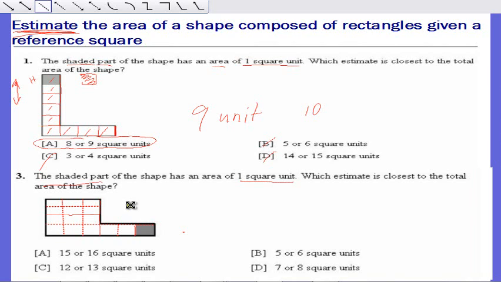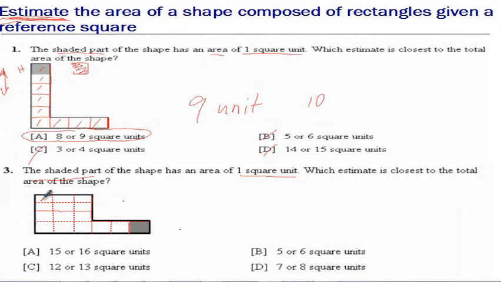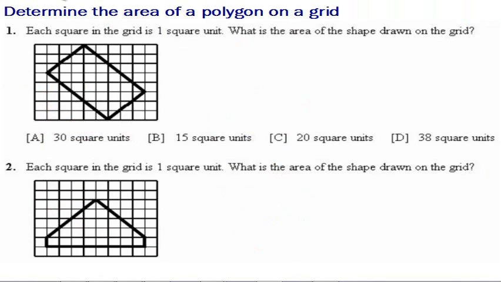So now I'm gonna count. 1, 2, 3, 4, 5, 6, 7, 8, 9, 10, 11, 12, 13, 14, 15. Or 16. So 15 square units, right? Now, look at the difference in the other ones. 5 or 6, 7 or 8. Ooh, 12 or 13 is pretty close, right? Yeah. But we're at 15, so our answer is A. A, 15 or 16.